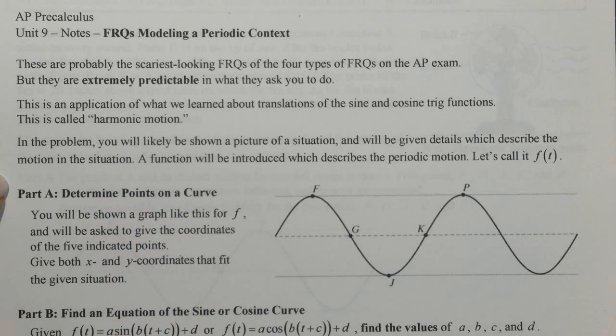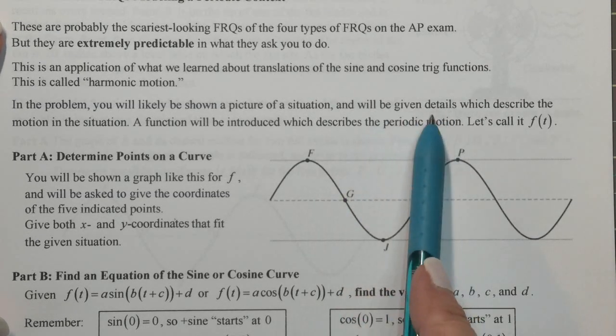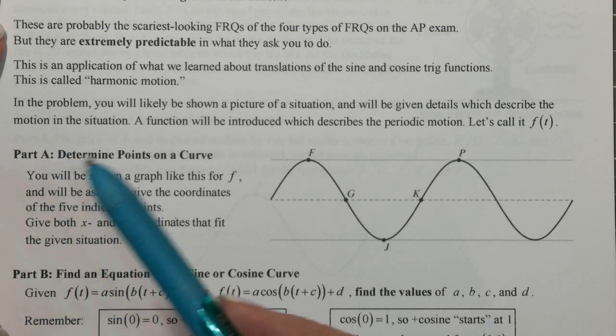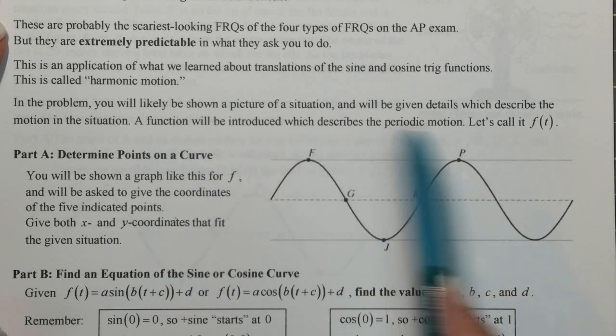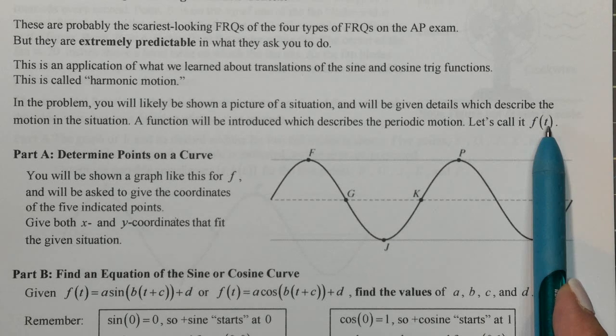In the problem, you might be given a picture of a situation. You'll definitely be given details which describe some sort of periodic motion occurring in the situation. Then they will name a function for you. We're going to call it f. Quite likely the independent variable is time, so I'm going to call it f of t, but there is of course a chance that there might be a different kind of situation and the independent variable will be something different. But what I have seen so far, it's always been time.